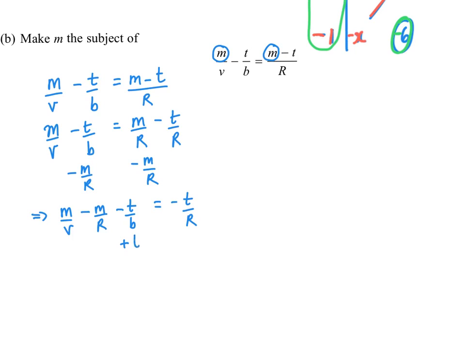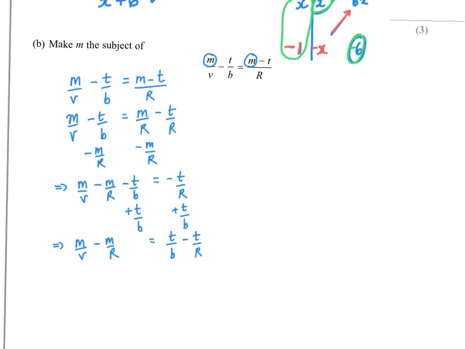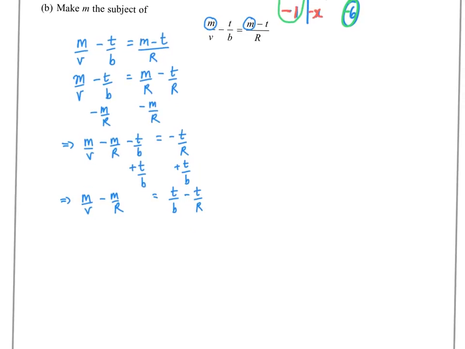Then you could add this t over b term here, and that would give you m over v minus m over r equals t over b minus t over r. So we're getting somewhere here, because now the nice thing is we have the m term here which we can take out as a factor. Now it's quite a strange factorisation, but it's one that works here.